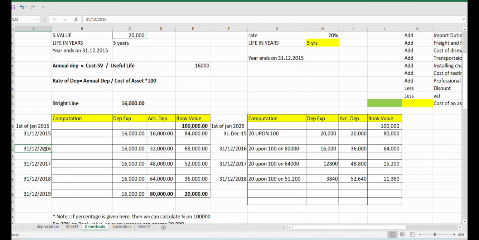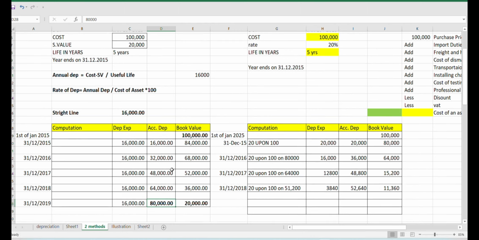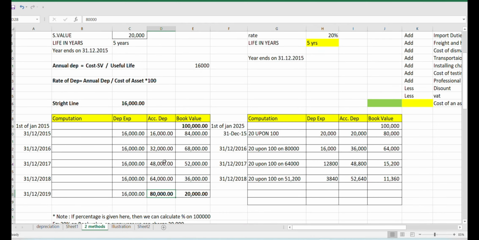In the second year, again you have to depreciate 16,000. Third year, fourth year, fifth year. So the total accumulated depreciation will be 80,000. That is 16,000 plus 16,000, 32,000. 32,000 plus 16,000, 48,000. 48,000 plus 16,000 is 64,000. 64,000 plus 16,000 is 80,000. This is the simplest method of calculating the depreciation. The same value will be deducted every year, and at the end you will get the 20,000 salvage value, the net book value.